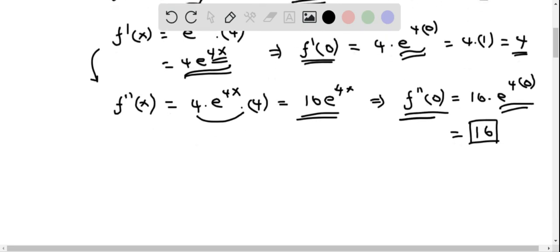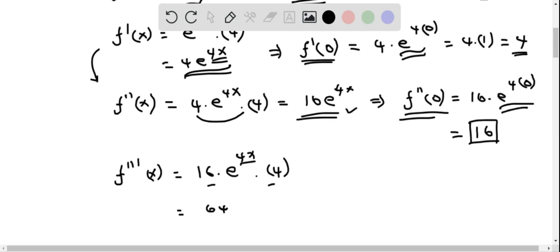Now let's find the third derivative. So I do f triple prime of x, and this equals, this is the expression I use. I put this constant 16, find the derivative of e to the power of 4x, which is e to the power of 4x. And once again, apply the chain rule to find the derivative of 4x. So we get 4. And so this equals 16 times 4 is 64 e raised to the power of 4x.